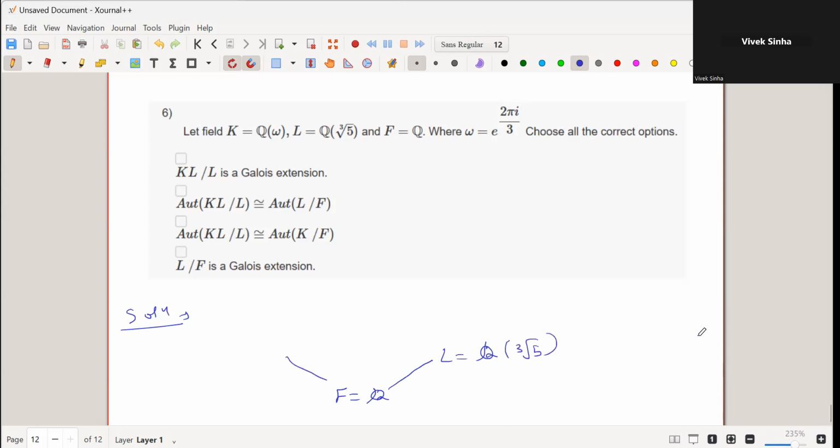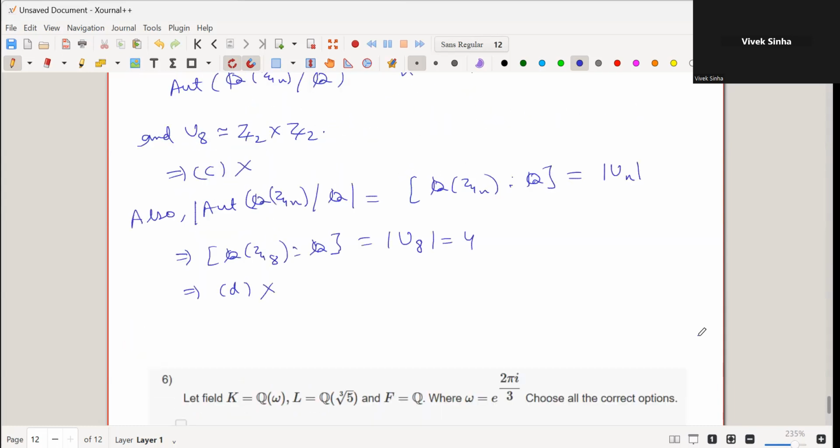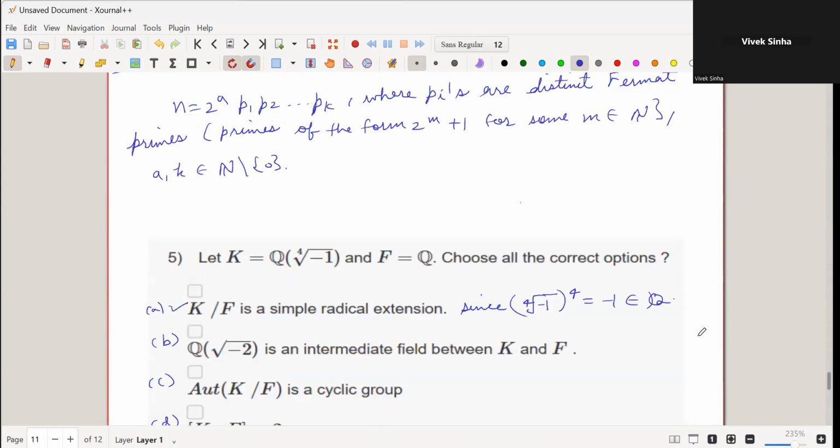K you have Q adjoined omega, and KL is the smallest field containing K and L. So KL will be nothing but Q adjoined with cube root of 5 and omega. And I think we have seen the same structure earlier also in assignment number 5, if I am not wrong.